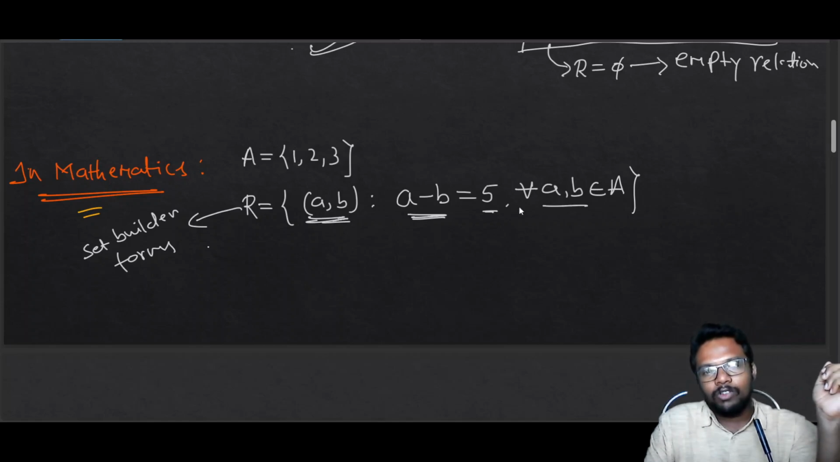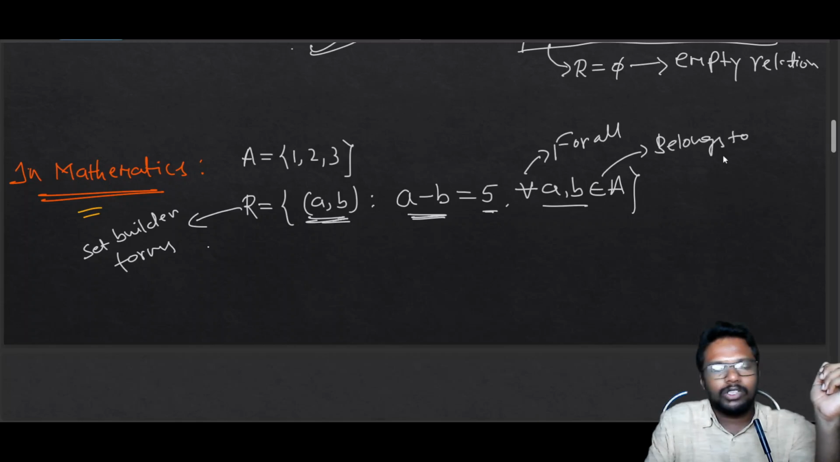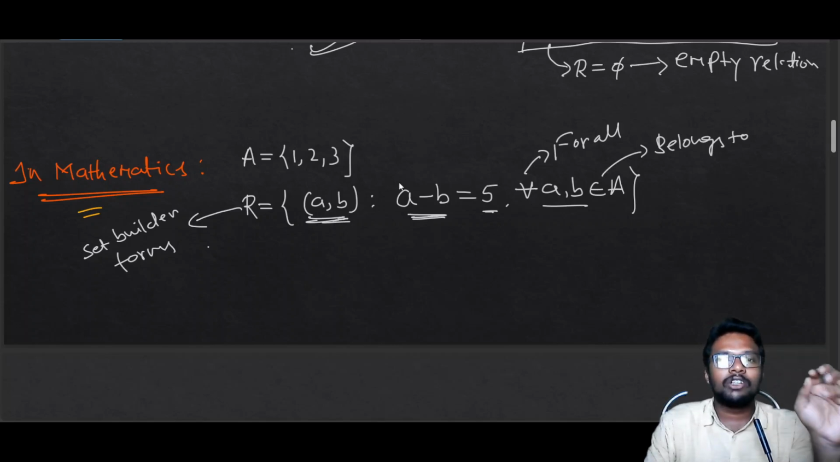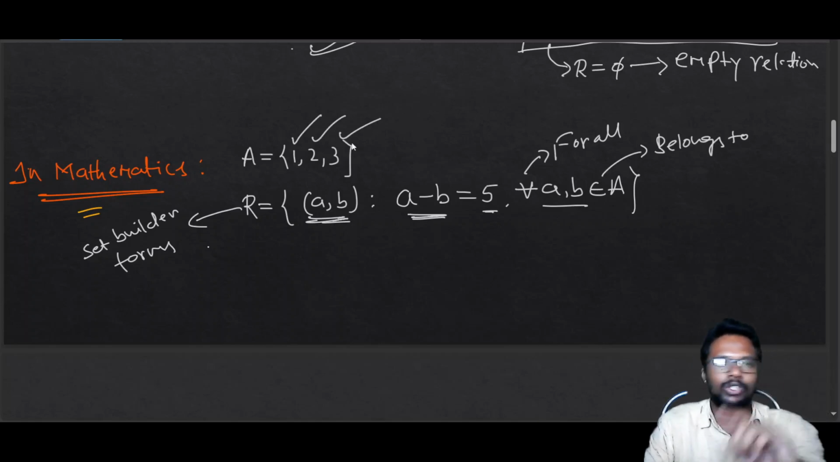Here this symbol is nothing but "for all", and this symbol is nothing but "belongs to". In the first video we studied that belongs to means those elements which are contained in set A. For all means every element. We should not miss any element. We should consider every element of A: 1, 2 and 3. These three numbers we have to use to create this relation.